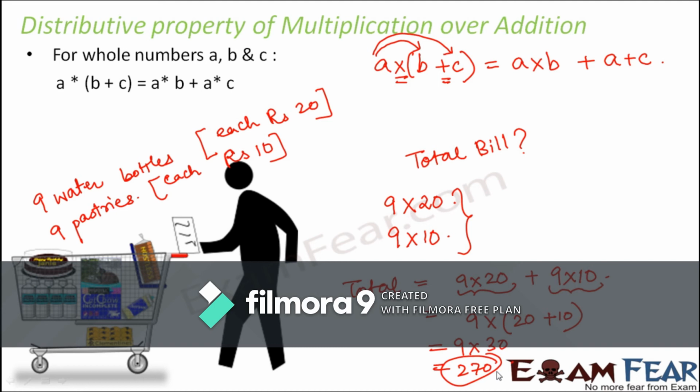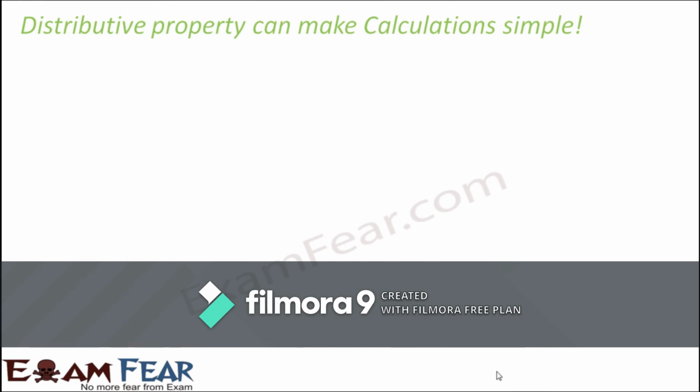Now this distributive property basically makes calculations easier. So that is the use of all of these properties. Whether you talk about associative or commutative or distributive, their purpose is to make calculations easier. So when you have bigger calculations with complicated whole numbers, your calculations will become easier. So distributive property can actually make calculations really simple.